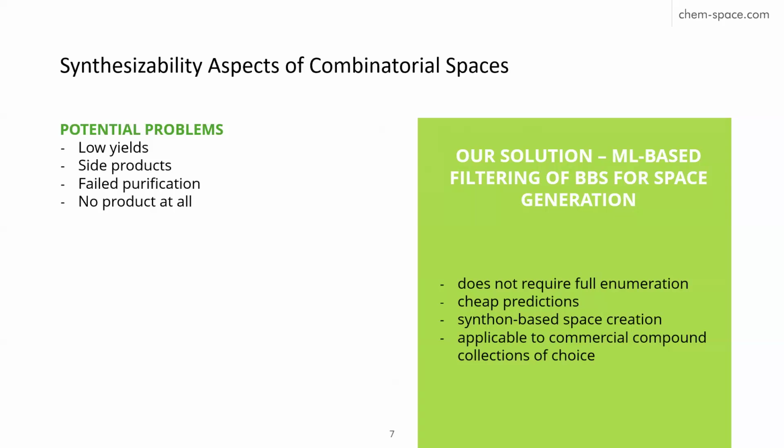So this method does not require full enumeration. You're not working with billions of molecules, you're working with thousands or tens of thousands, which is much more pleasant. And this makes the predictions very cheap. So you can not only do cycles of experimentation and look at how your models perform in production, but you can also use this information to add additional cycles at no additional expense.